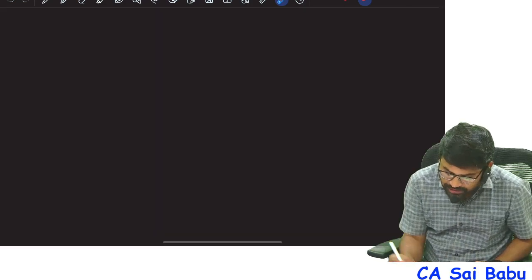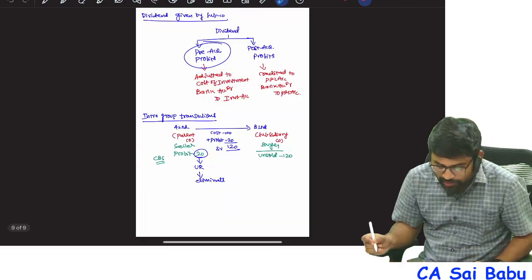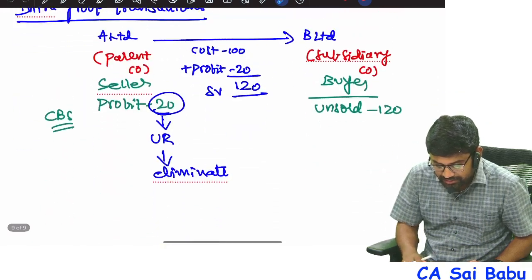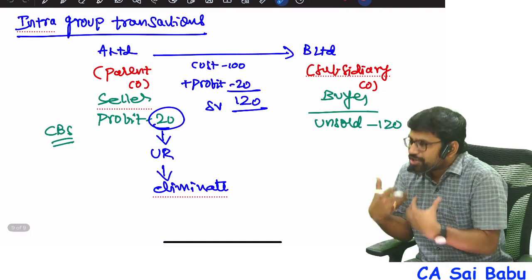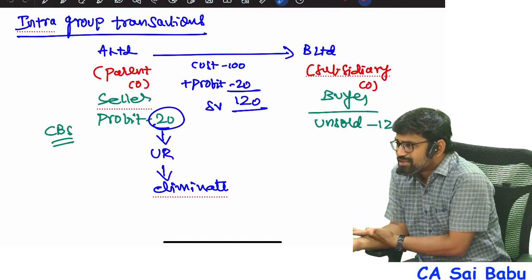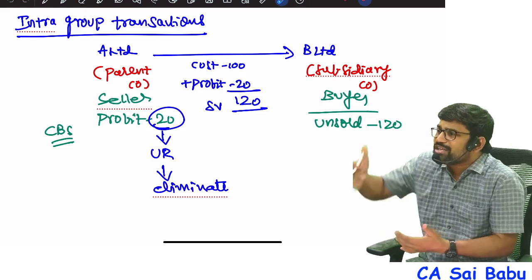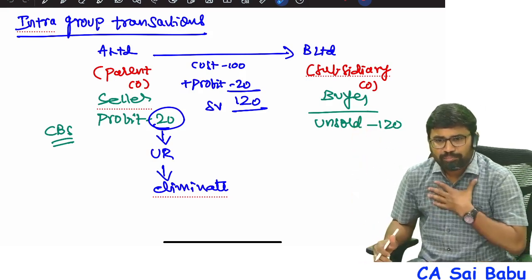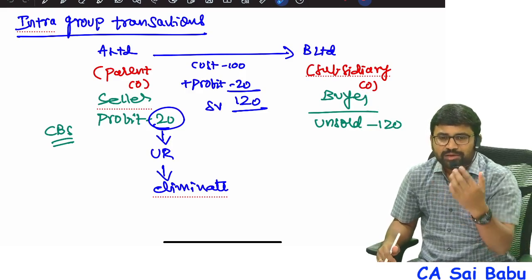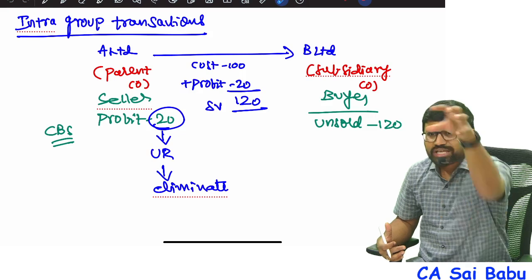Sir, first of all, do you understand what this unrealized profit is? Unrealized means not yet realized, not yet received. Why is it not realized? Because the stock is not yet sold outside. It is still there with our subsidiary only. Sir, I am the parent, sir. You are the subsidiary. I sold goods to you. Stock is there with you only.